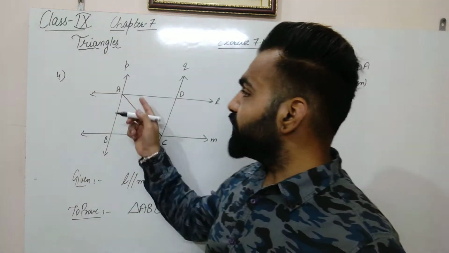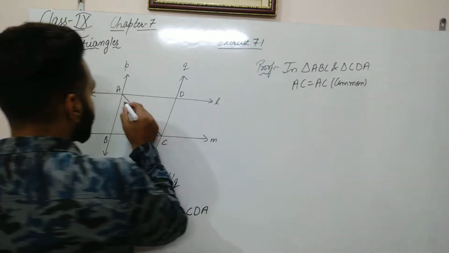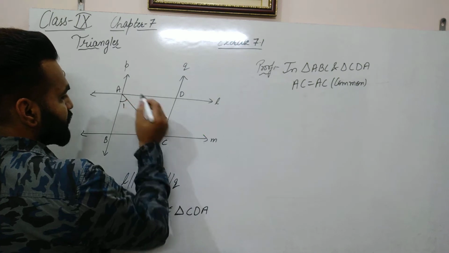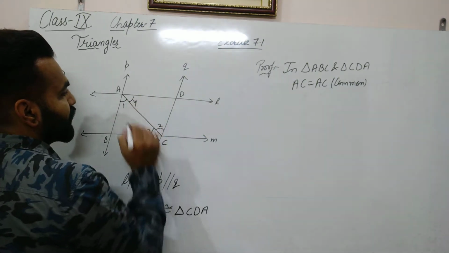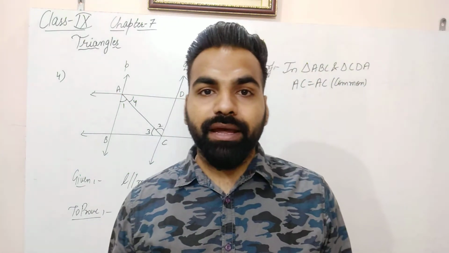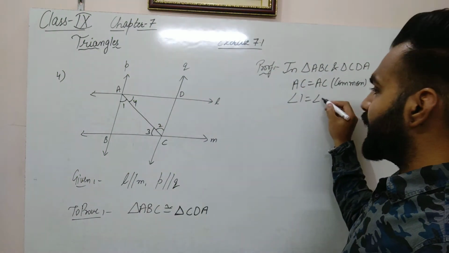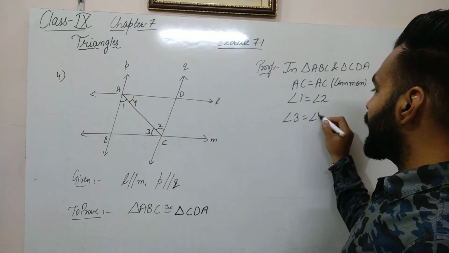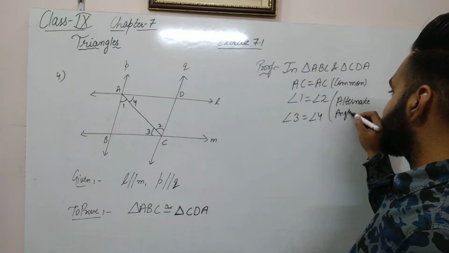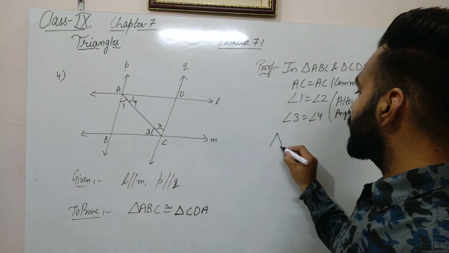Clear everyone? Now we can see that L is parallel to M and P is parallel to Q. So these two angles, 1 and 2, are also these two angles. This is 3, this is 4. These form pairs of alternate angles, and we know that whenever the lines are parallel, alternate angles are equal. So we can write here angle 1 is equal to angle 2, angle 3 is equal to angle 4, alternate angles. So three parts are equal here, so we can say that the triangles are congruent.